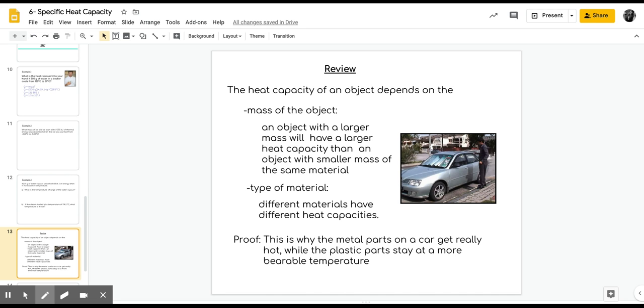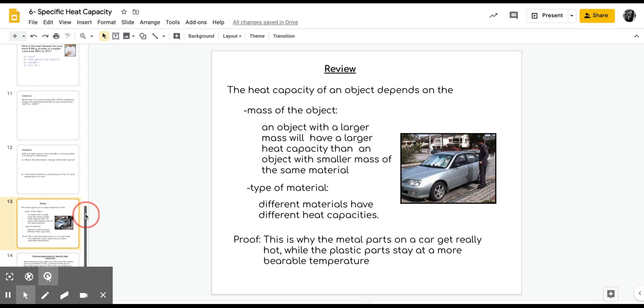Proof and point, how this works. We know that certain parts of our car get extremely hot in Medicine Hat when it's nice and sunny out, specifically the metal, but the plastic parts will always stay a bearable temperature. Reason being, type of material and mass of the object deal with the heat capacity it has within it.